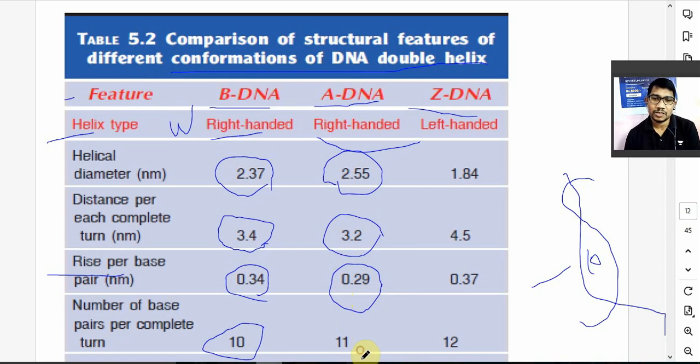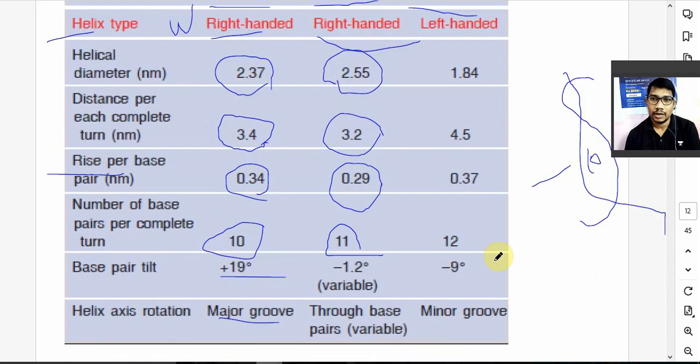Then number of base pairs per turn in each group. In case of ADNA you have 11 base pairs. In the Watson and Crick model there are 10 base pairs, but in ADNA there are 11 base pairs. Then you can see the rest, leave these two aside.